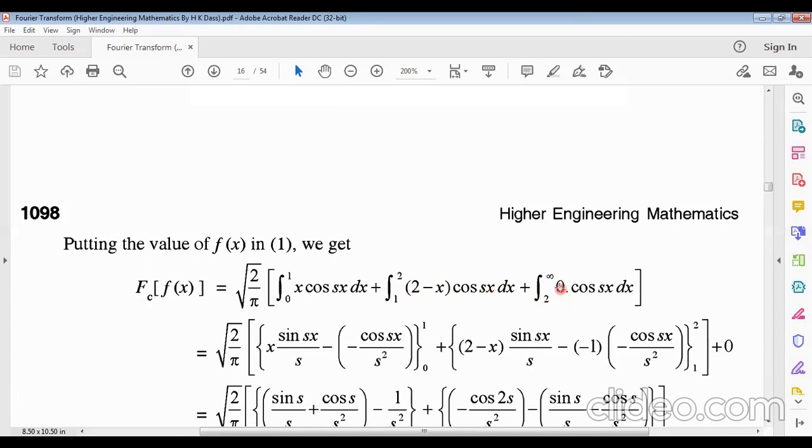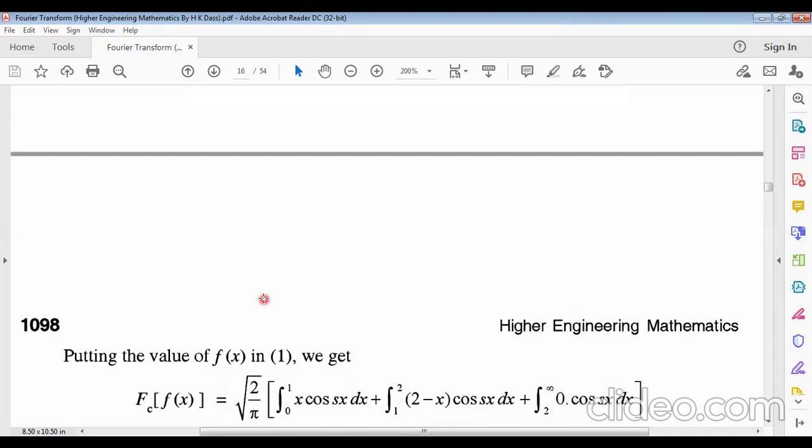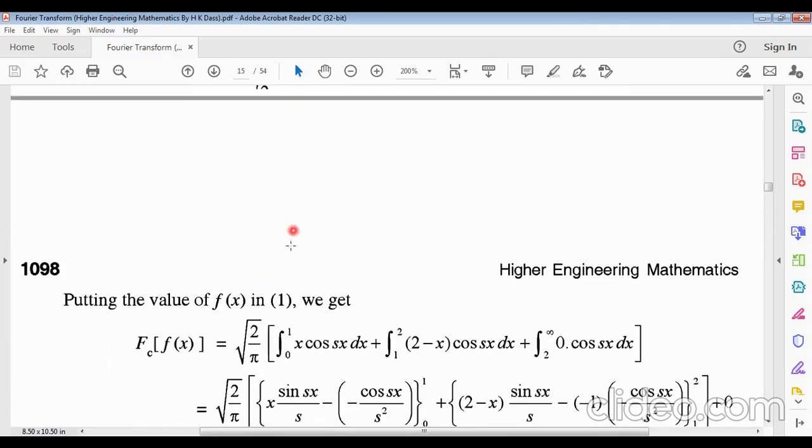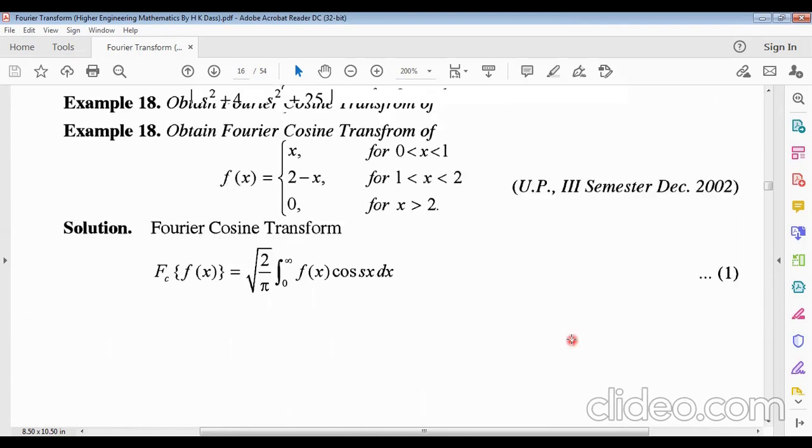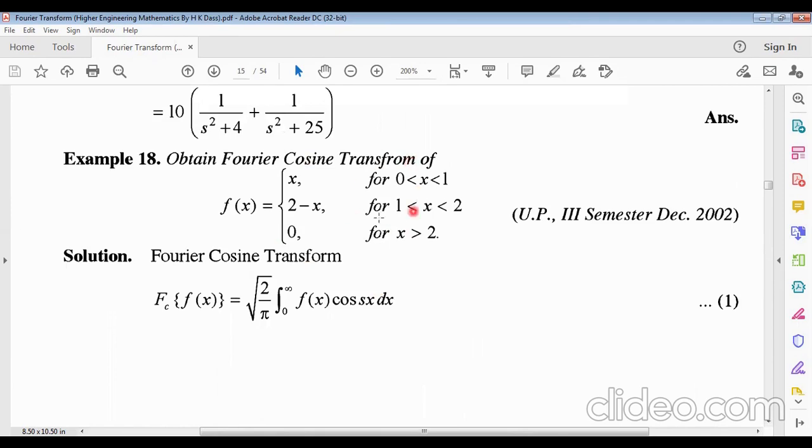And the third value of the function will be 0, f of x equals 0, and the integral limit will be 2 to infinity because x is greater than 2. That means 2 to infinity, 0 times cos sx dx. That means this whole integration from 0 to infinity is divided into three parts. One part is 0 to 1, the second part is 1 to 2, and the third part is 2 to infinity, according to the given functional values.